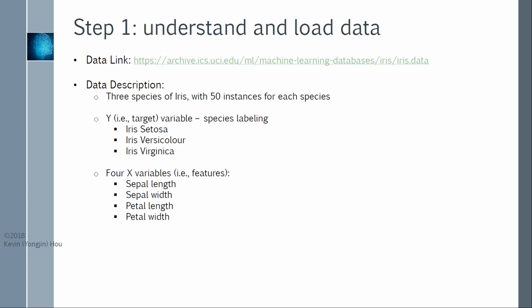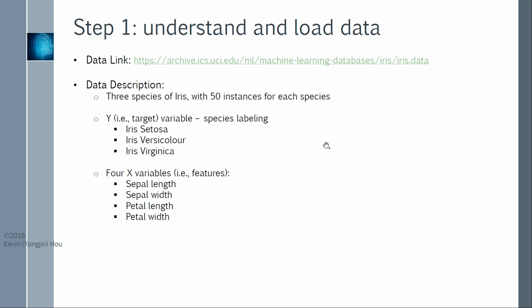Here is the first step. We're trying to understand the data and then load the data into memory. In today's case, we're going to work on the classification of iris. Basically, there are 3 categories, 3 different species in the iris data. There are 50 observations or instances for each species.